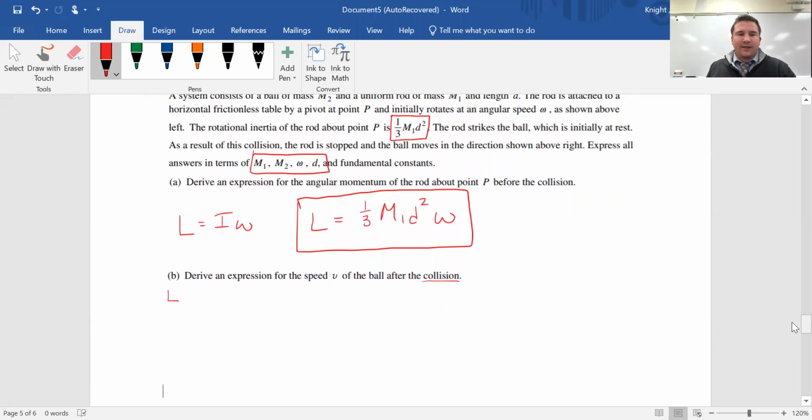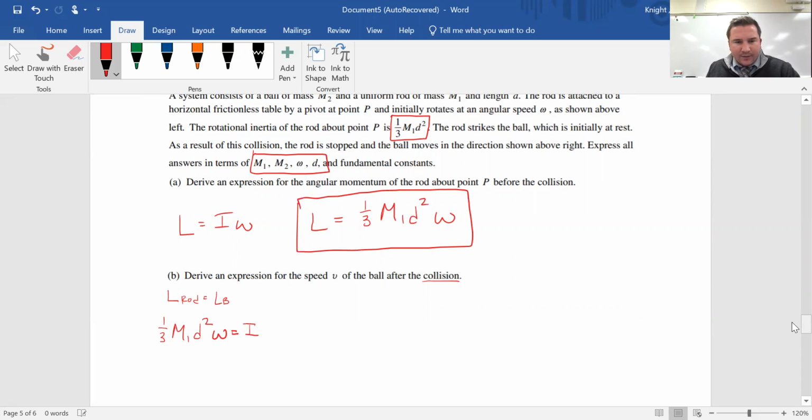So the angular momentum of the rod is going to equal the angular momentum of the ball. Conservation of momentum: momentum before has to be equal to momentum after. Angular momentum is the same thing. Angular momentum before has to be equal to angular momentum afterwards about the pivot point. So we have the expression for the rod already: 1/3 m1 d squared omega. That's all allowed. It equals the angular momentum of the ball.